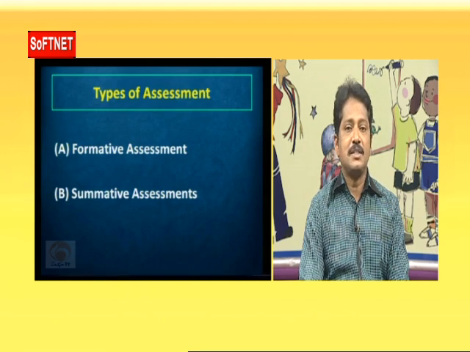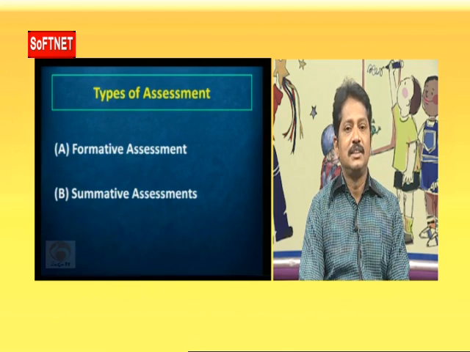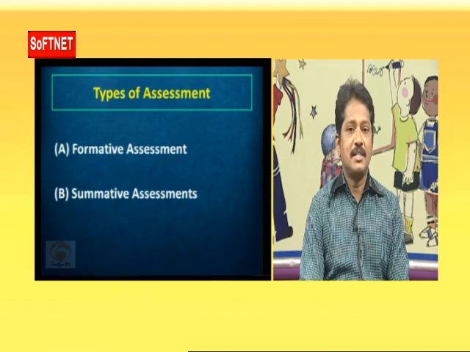And the formative assessment may be in June and July, the first formative assessment, and the second assessment may be in August and September, and the third assessment in the months of November and December, and the fourth formative assessment will be conducted in the month of February, end of February or March. Clear? So the types of assessments are 2.